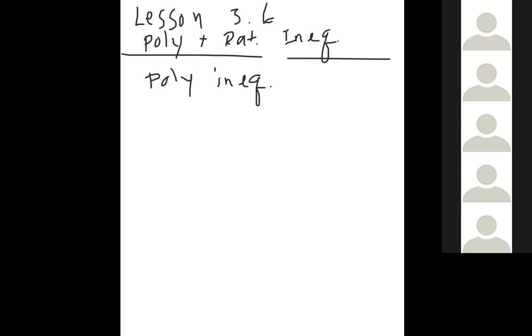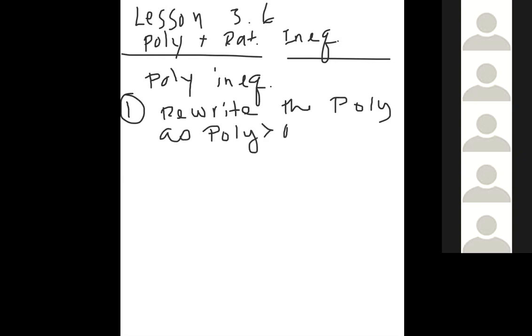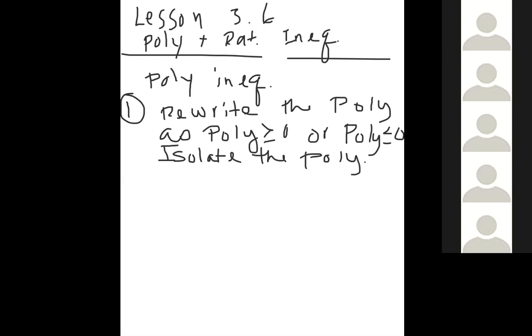For the polynomial inequalities, guys, step number 1 is to rewrite the polynomial. If necessary, rewrite the polynomial as the polynomial is greater than 0 or equal to 0, it doesn't matter, or the polynomial is less than or equal to 0. So in other words, isolate the polynomial, get the polynomial by itself. Now, once you have the polynomial isolated, number 2, we're going to solve the polynomial. And for the most part, guys, they are factorable. All right, so you might want to go ahead and factor the polynomial and solve.